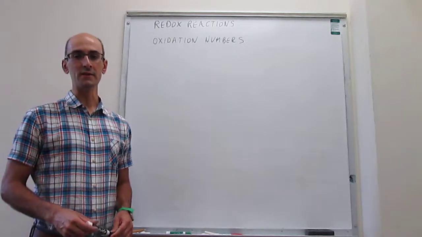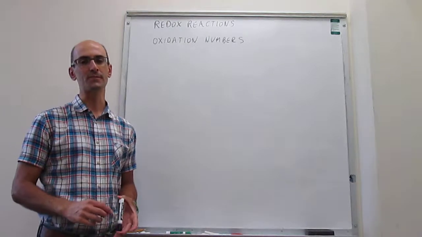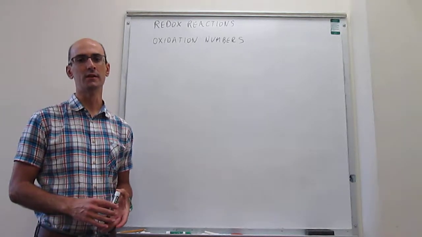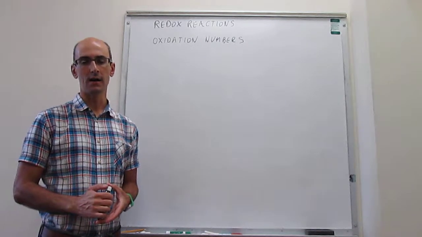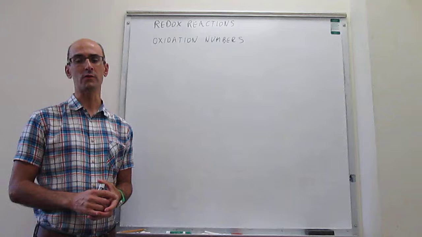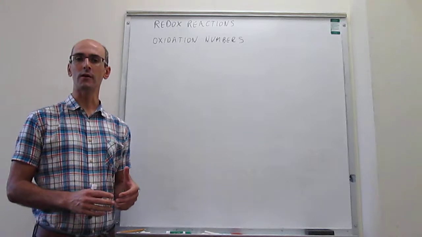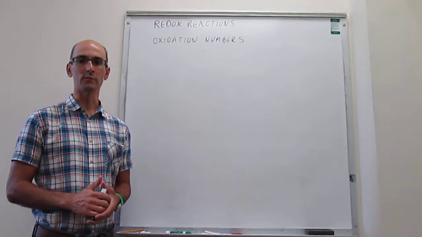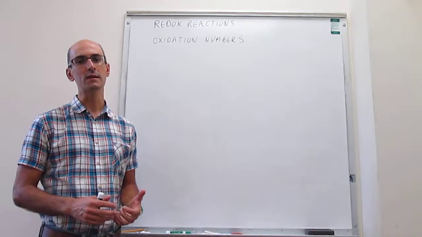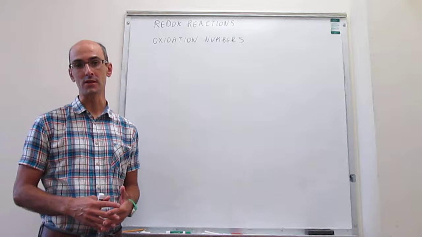We begin now a series of videos on redox reactions. The definition of a redox reaction is a reaction in which electrons are transferred between various atoms. A way to characterize redox reactions is to actually figure out what atom is losing electrons and what atom is gaining electrons. And this can be done with something that is called the oxidation number.